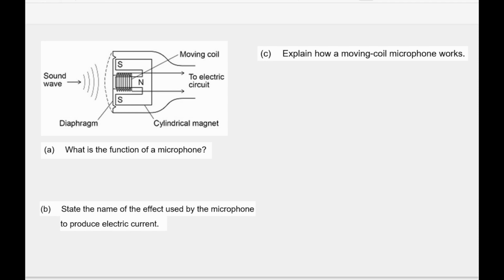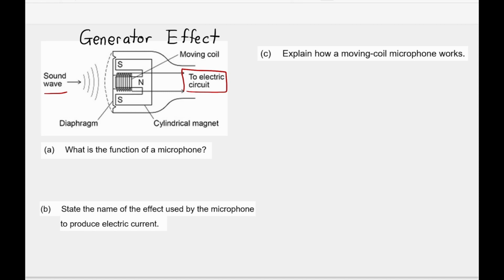Okay, the first question asks us for the function of a microphone. It helps here to think about whether we are using the motor or generator effect. Since we are using movement to create electrical signals that are passed to a circuit, we are using the generator effect. I will add that label up top over here.